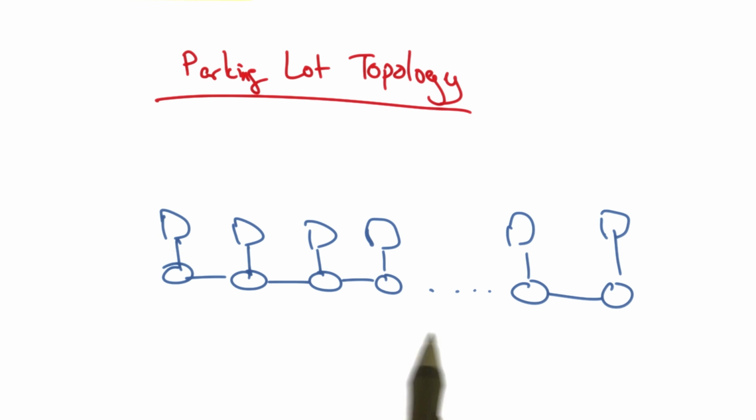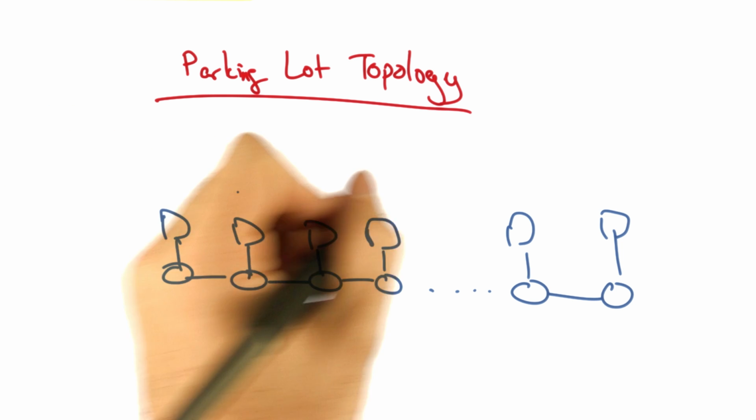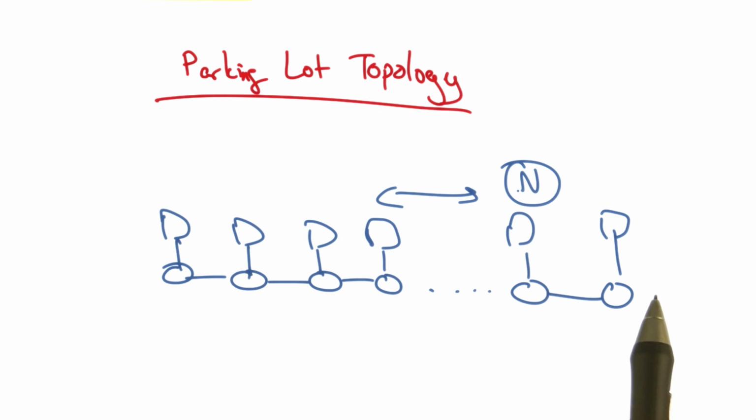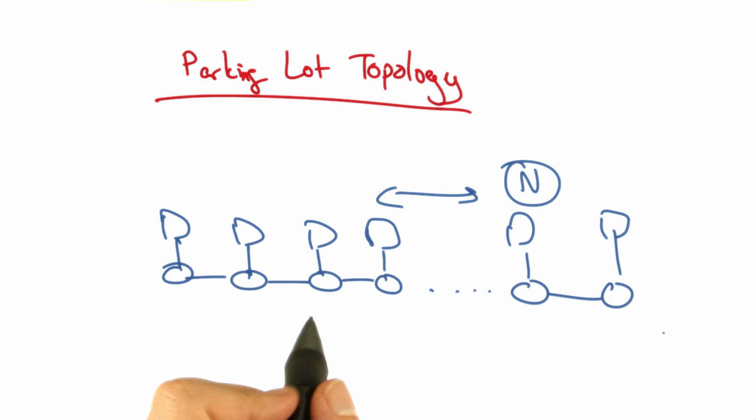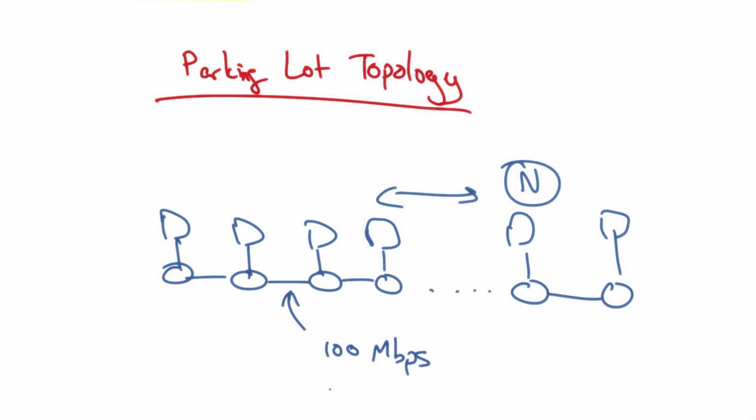So in the assignment, you'll create the topology below with the following parameters. N will be the number of receivers connected via this switch-like topology. The data rate of each link will be 100 megabits per second, and the delay of each link will be 1 millisecond.